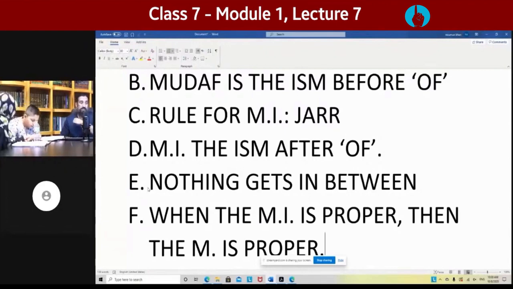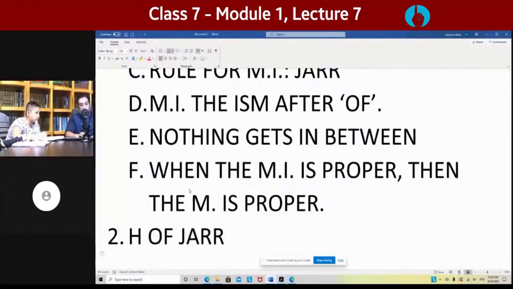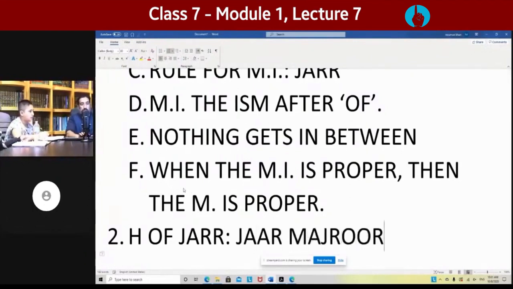Okay, so that was when we did mudaf and mudaf ilayh. That was the first fragment. Our second fragment was harf of jar. There's not much to say about them. Immediately after, whatever ism comes becomes what? Jar. And together, what are they called? Jar majroor. Good job. Jar majroor. Very good.